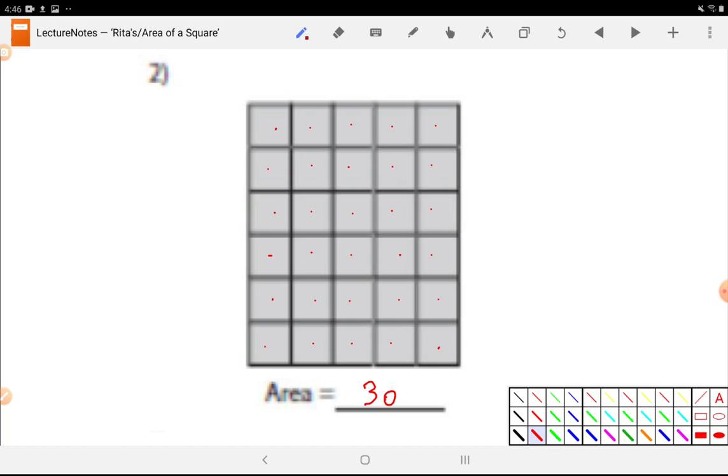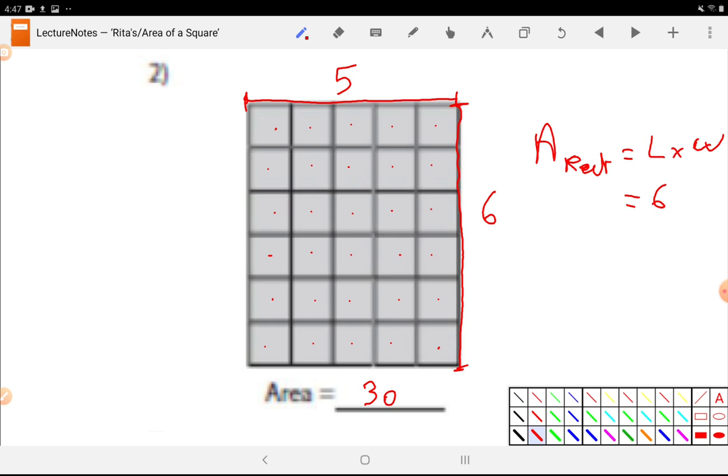The best way to do it is to figure out, can I see how long this edge is? Let's see, 1, 2, 3, 4, 5, 6. Yep, that's a 6 right here. And this one from here to here is of length 5 units. What's the area of this rectangle? Again, the area of a rectangle is equal to length times width. The length is 6, the longer side. The width is 5. 6 times 5 is 30. Perfect. So if I have a larger one, it's easier to just multiply length times width. So the area is 30, just like we suggested.